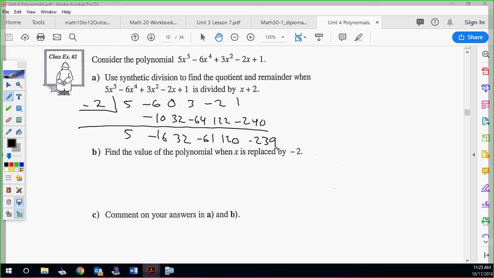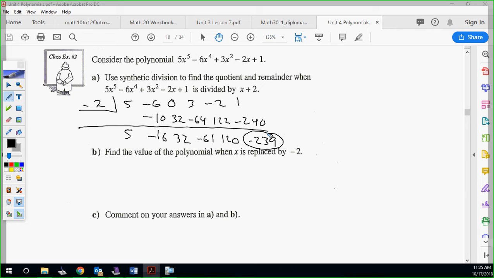Why do you add 0? Because see how it goes 5, 4, there's no 3? We have to have a 0 represent the 3. It says use synthetic division to find the remainder. So the remainder is -239.